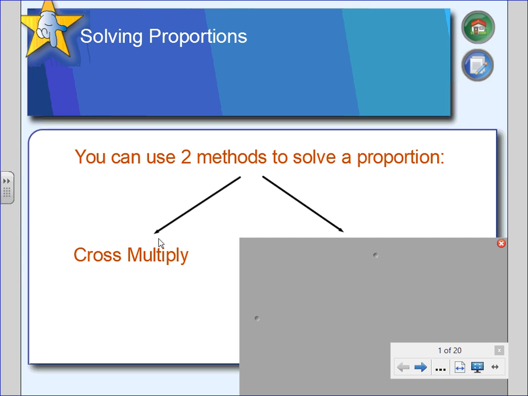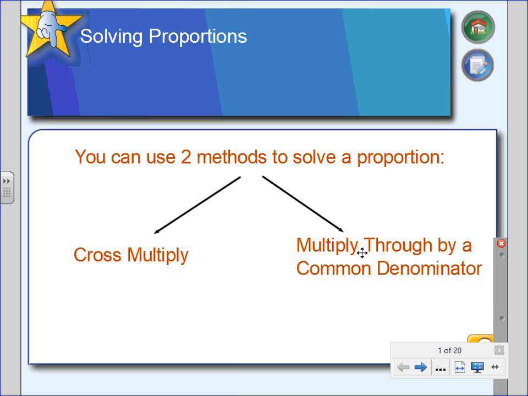Now, a proportion is really two fractions set equal to each other. And so if we think about a proportion that way, as in an equation, and we notice there's fractions in it, another way we can now solve a proportion is to get rid of our fractions. So multiply through by a common denominator. And this is what we were doing in our first unit this semester, as we're multiplying through.